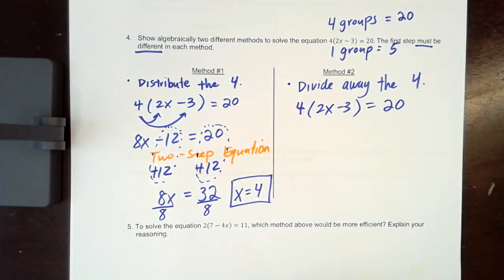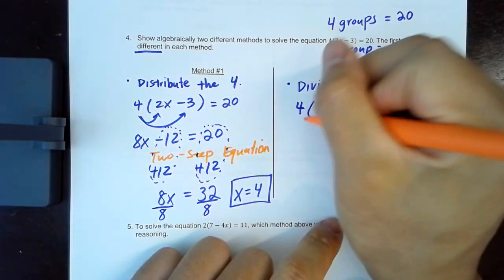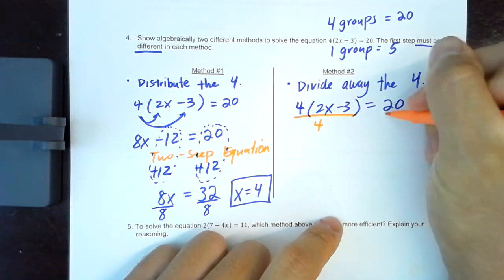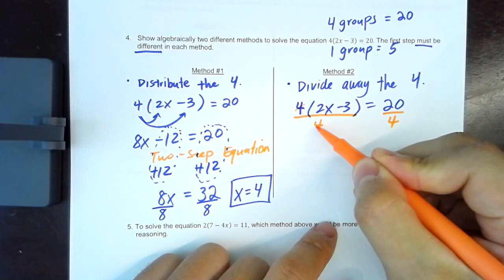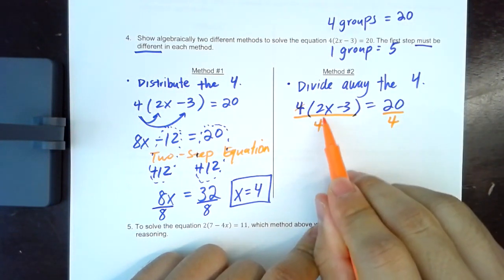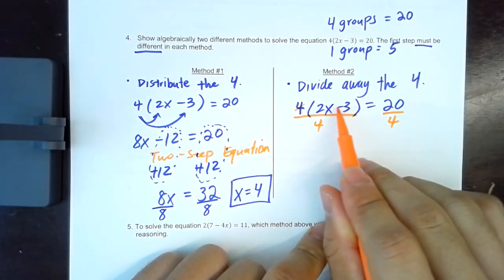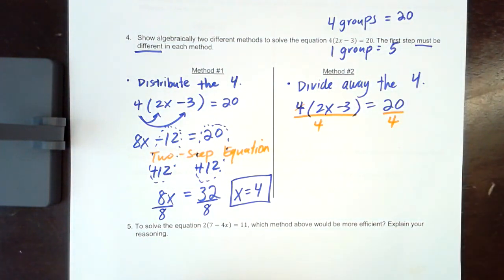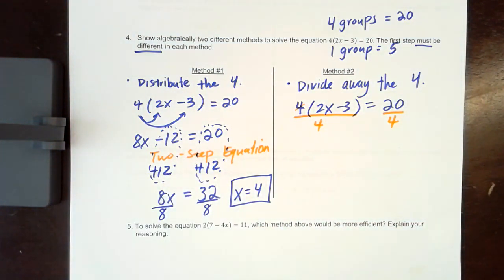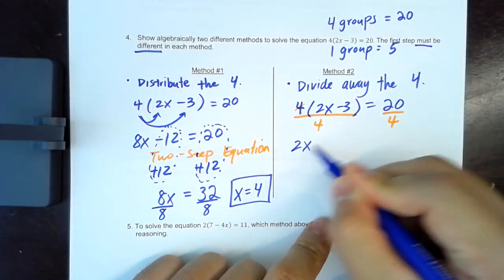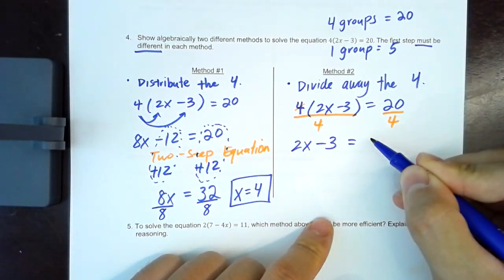Which strategy is faster? If I divide away the 4 on both sides, instead of distributing, this 4 cancels with this 4. You do not ever just divide the inside of the group. The group is basically like a sealed package. You can't divide what's inside the package itself. So then you get 2x minus 3 is equal to 5.